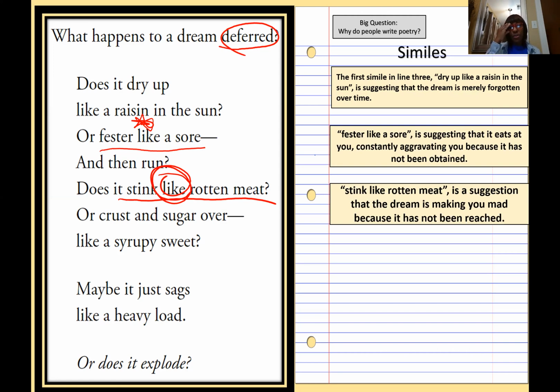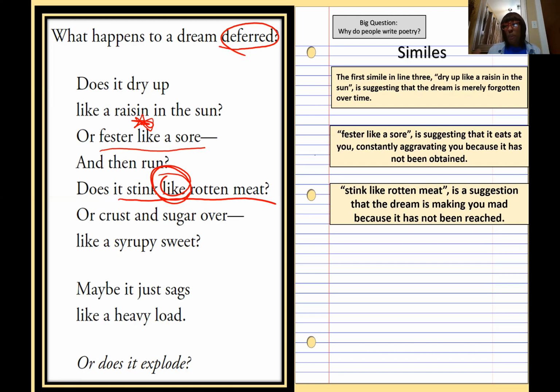So definitely want to really think through what Langston Hughes is talking about when he mentions a dream deferred. What is he saying when he says it stinks like rotten meat? If you put your dream to the side, what happens? Well, it stinks. So here I have stink like rotten meat is a suggestion that the dream is making you mad because it has not yet been reached. So when you put your dreams to the side, it upsets you. It's like rotten meat. Rotten meat upsets me. It upsets anyone.